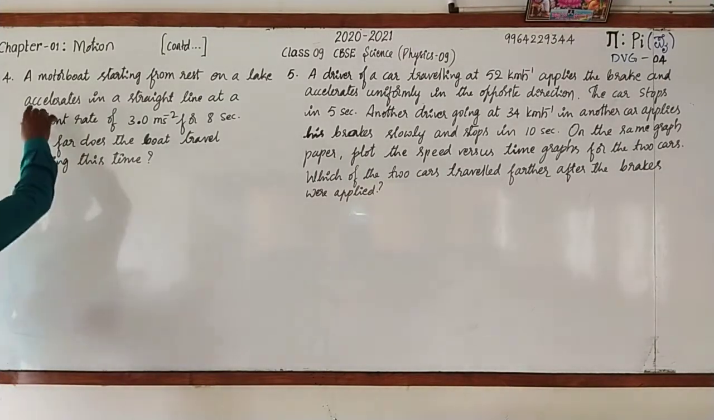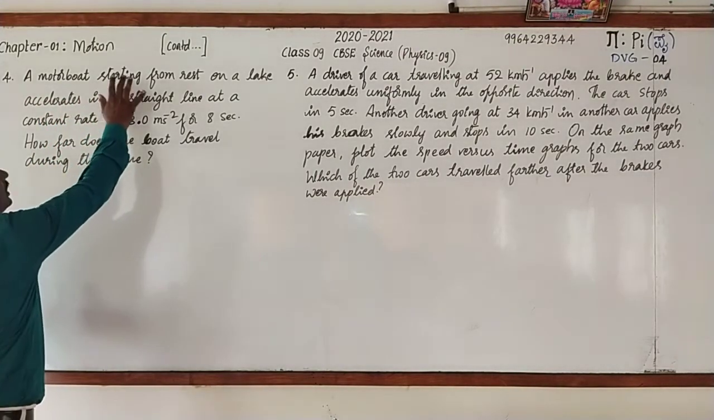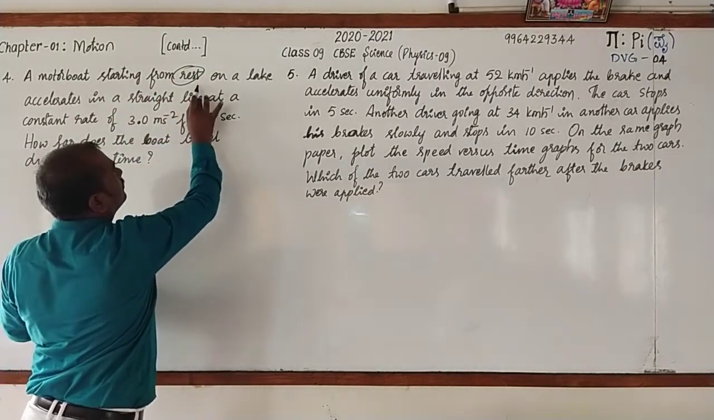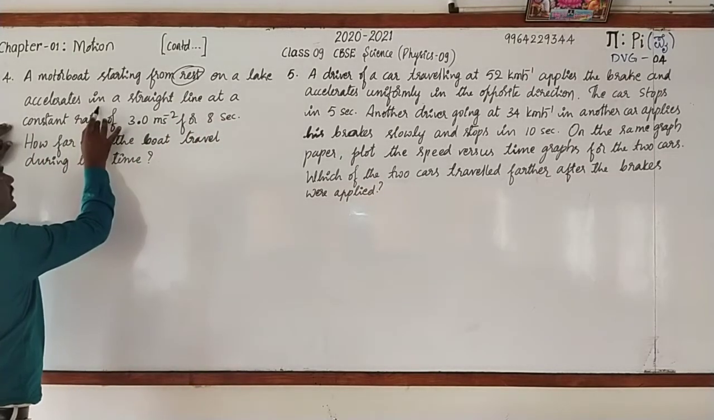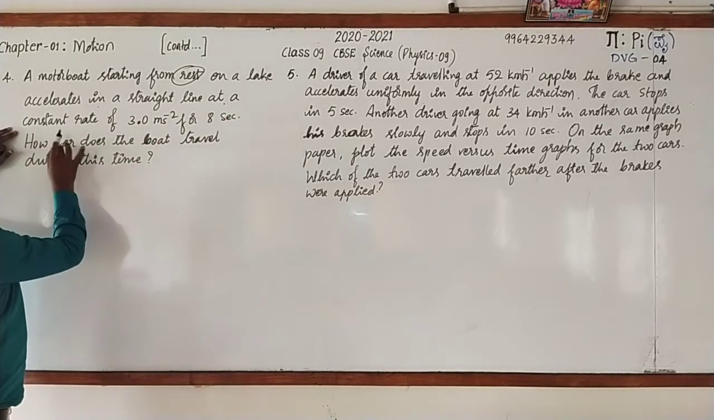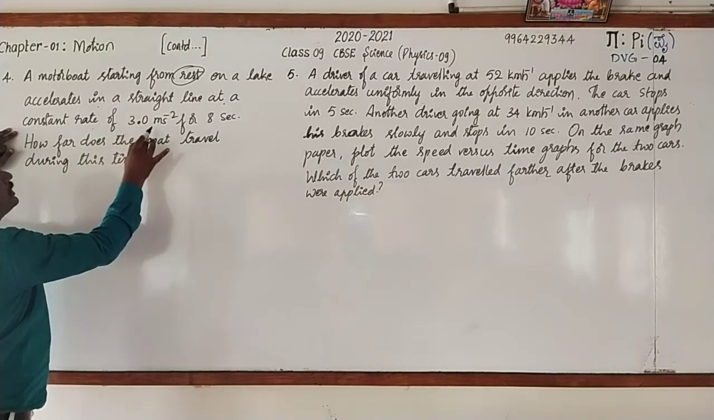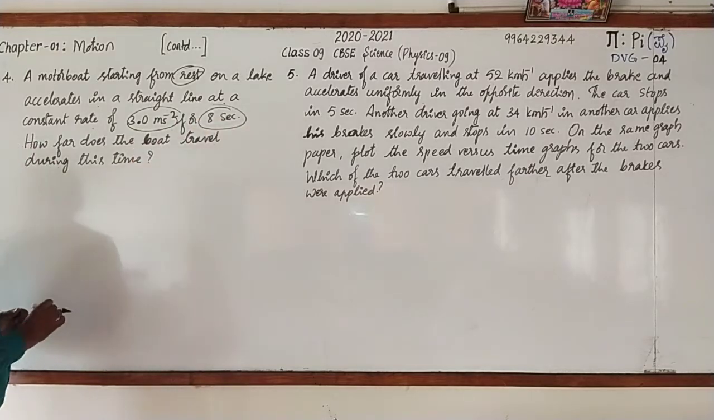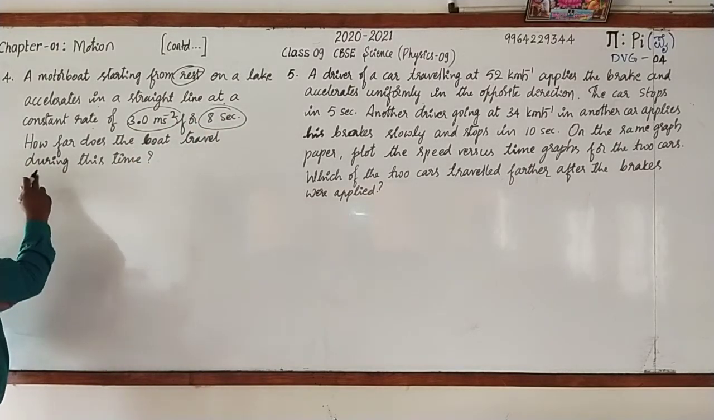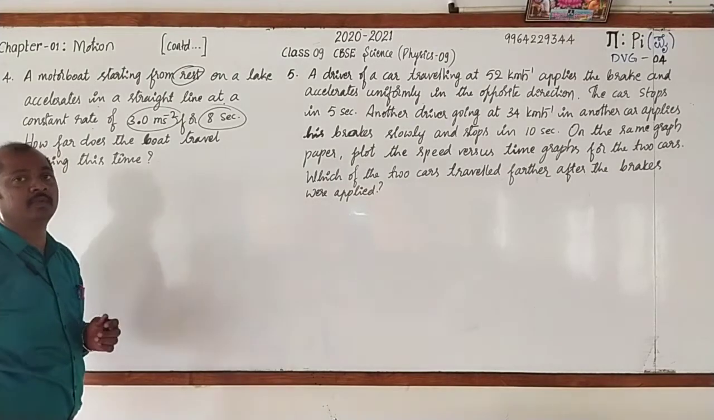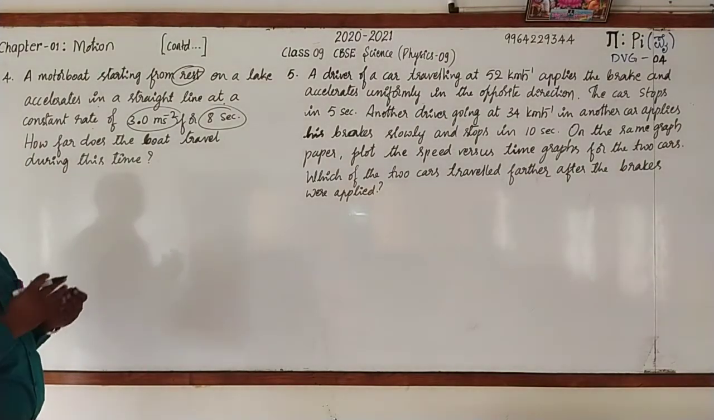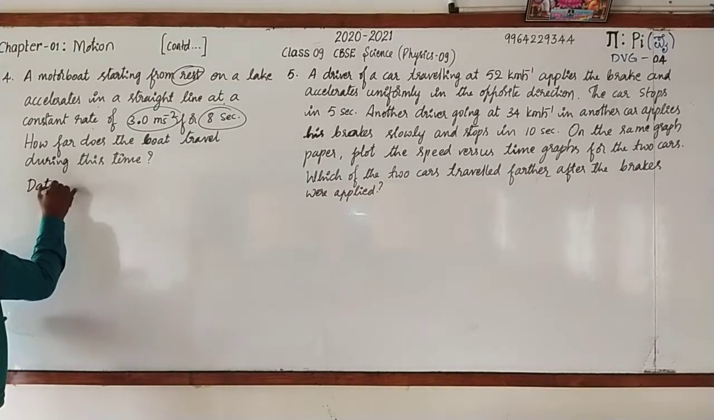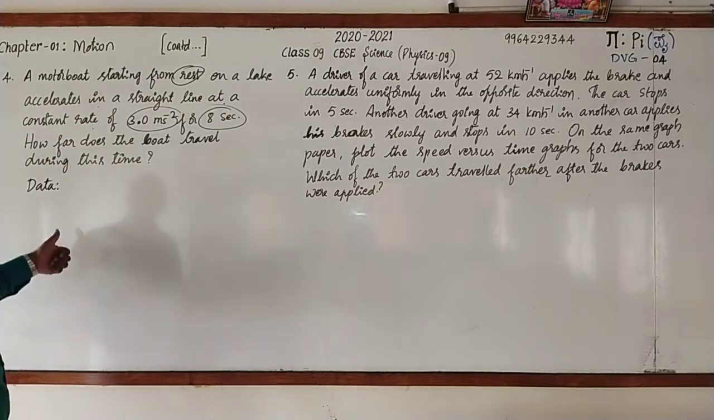Observe this. A motorboat starting from rest on a lake accelerates in a straight line at a constant rate of 3.0 meter per second square for 8 seconds. How far does the boat travel during this time? I hope that you have understood. Very simple statement. Here, let's go for writing data.